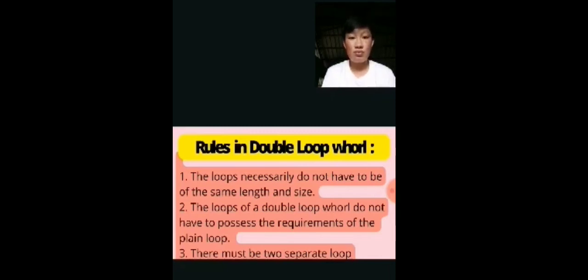And also, the S-type loop whorl is not considered a double loop whorl. Meron din tayong feel natin ay double loop whorl na siya, pero yung itsura niya ay parang letrang S kung titignan natin nang maigi. And also, interlocking loops are not considered double loop whorl. Parang hinaharangan yung isang loop. So hindi yun matatawag na double loop whorl.